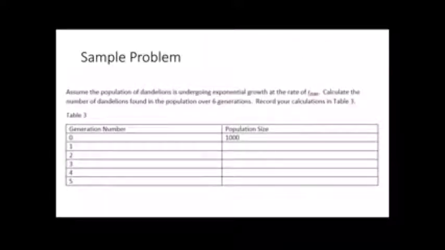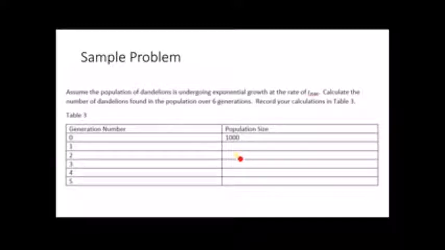All right, so next, assume the population of dandelions is undergoing exponential growth at the rate of R max. Calculate the number of dandelions found in the population over 6 generations and record your calculations in Table 3.